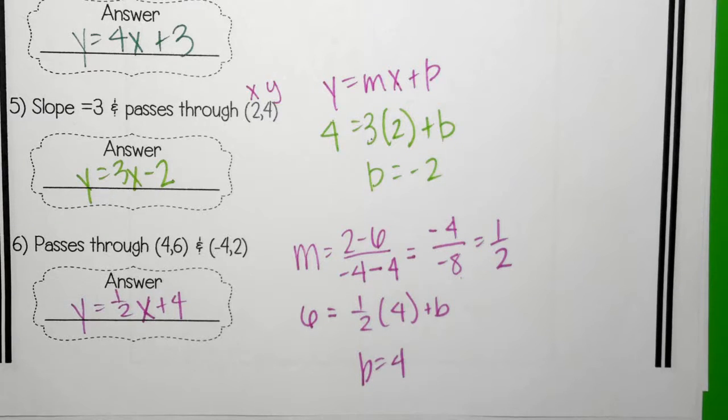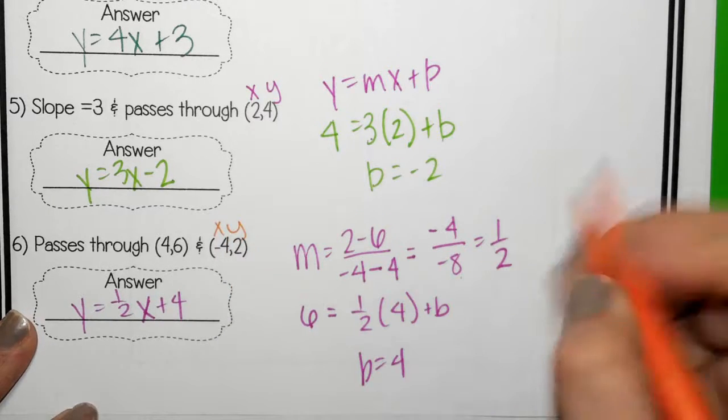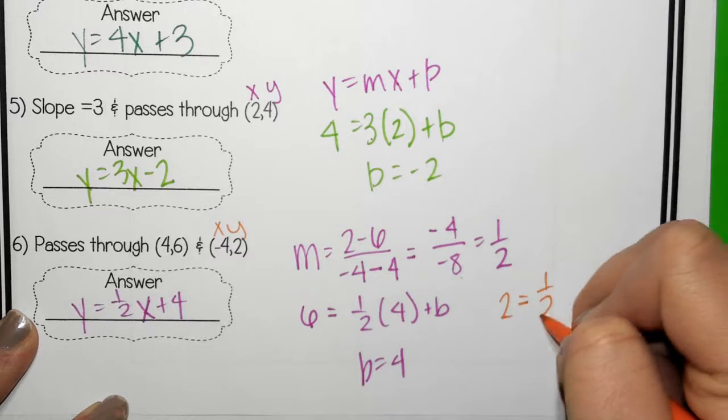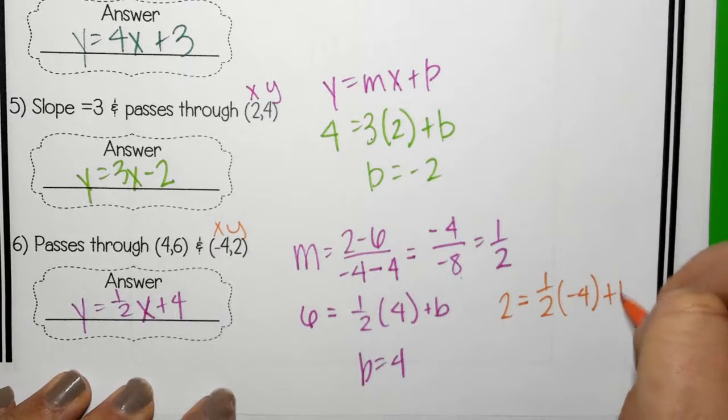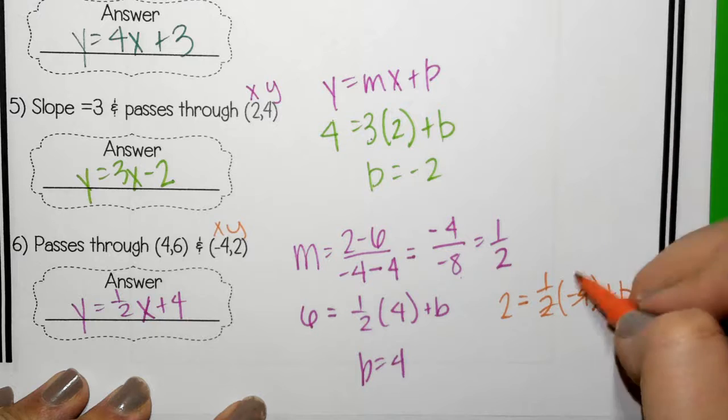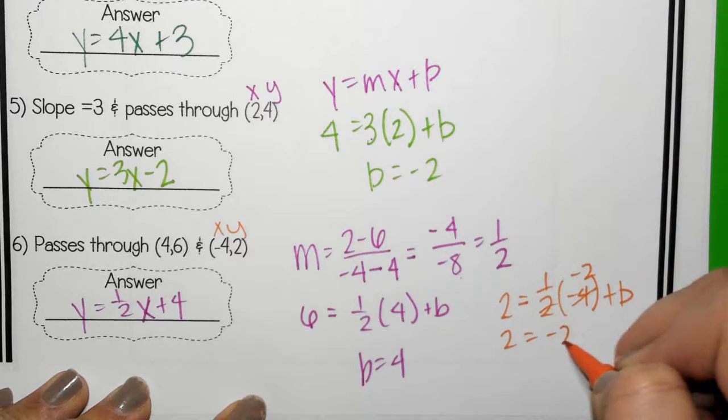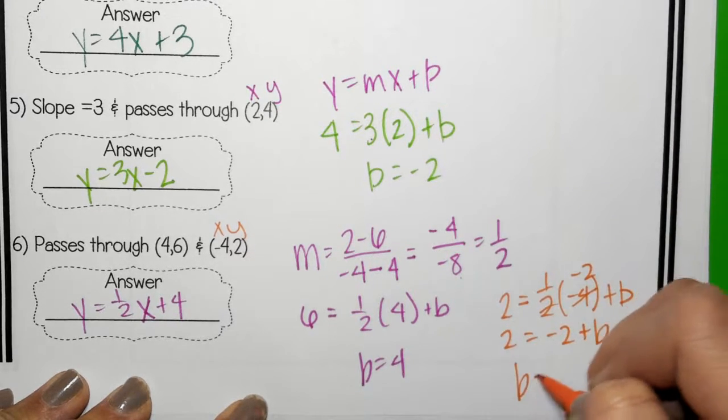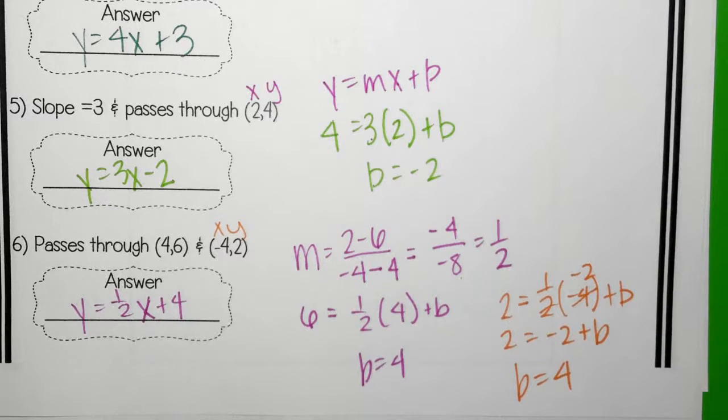What if you use the -4 point? You'd still get the same answer, because it's still the same line. Do you want me to plug in -4 too? Yes. Okay. So for this one, you would say 2 equals 1/2 times -4 plus b. 1/2 times -4 is -2, so 2 equals -2 plus b. Add 2 to both sides, b equals 4. Boom. Any questions on this one?